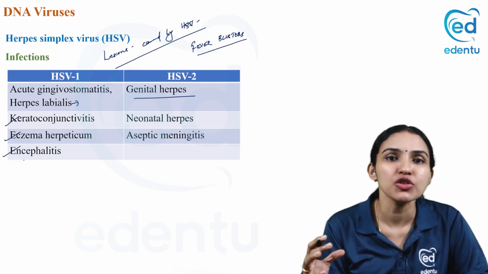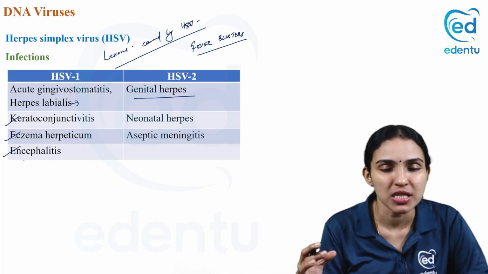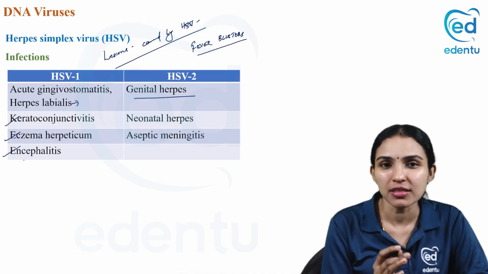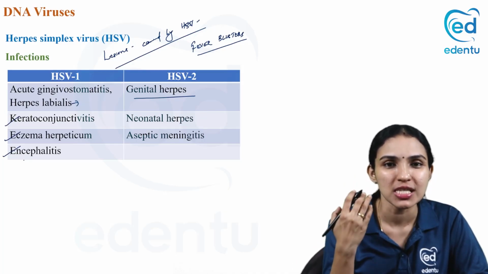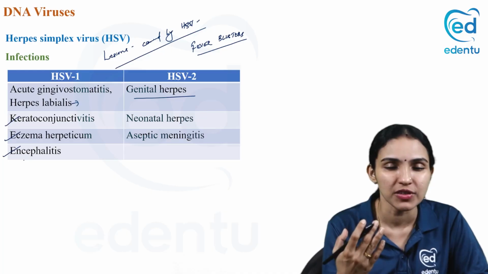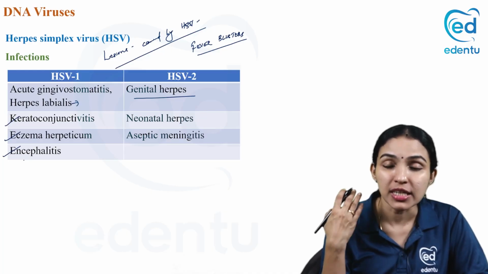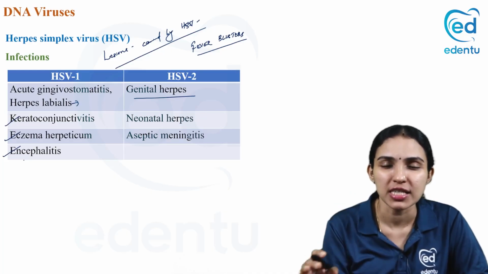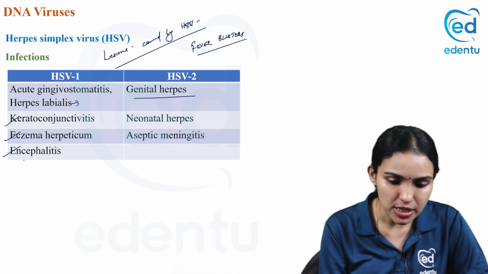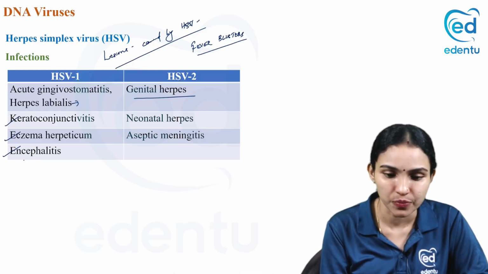So basically, HSV2 mostly causes genital herpes and neonatal herpes, whereas the other conditions, like the mucosal lesions of the oral cavity, lips, mouth, and keratoconjunctivitis, encephalitis, everything is caused by HSV1. So this is a question. Please be familiar with the lesions caused by HSV.